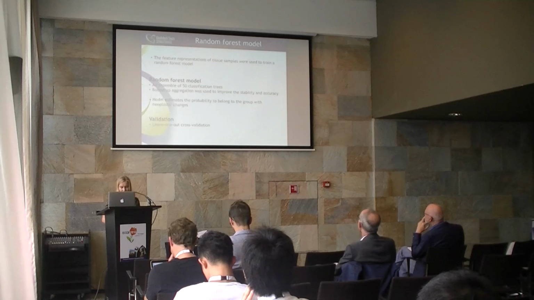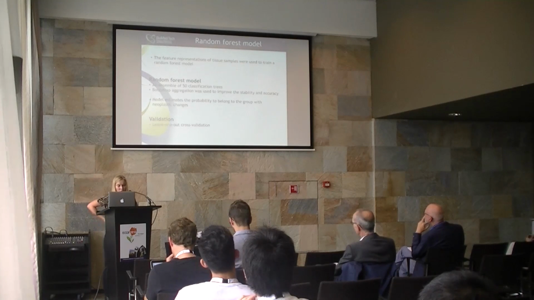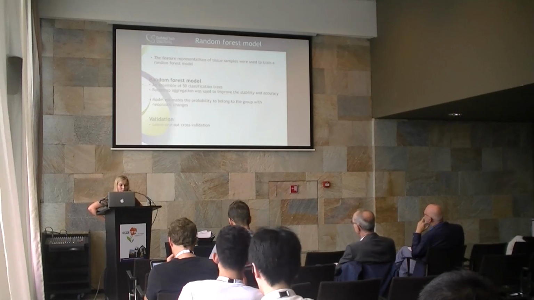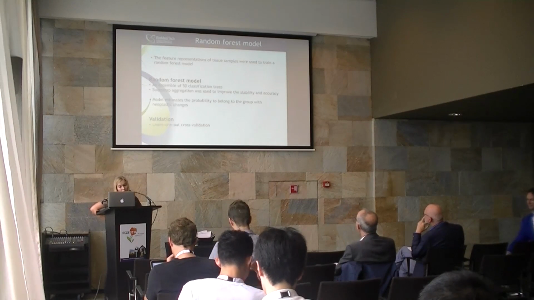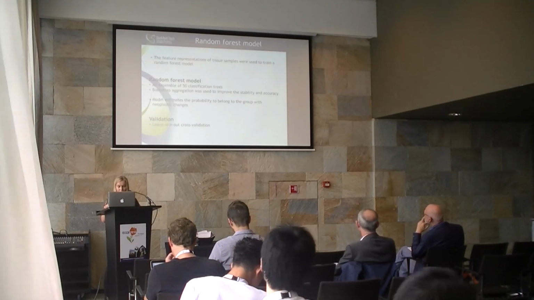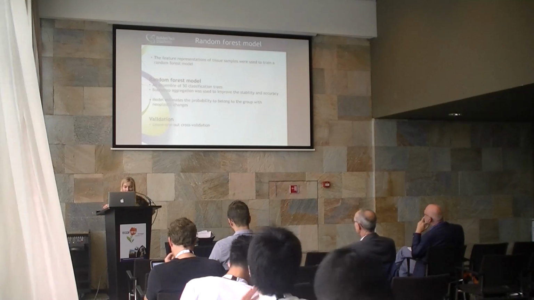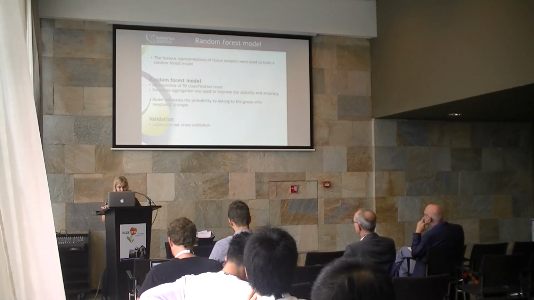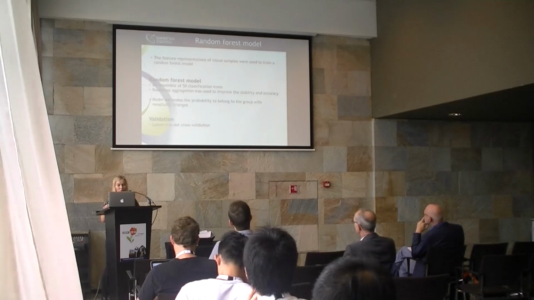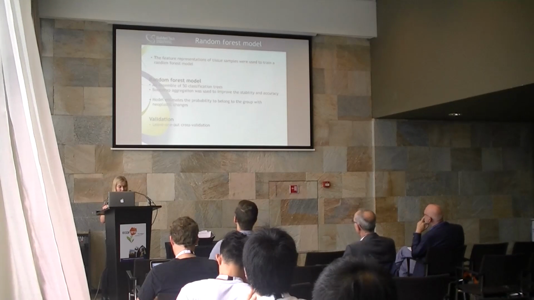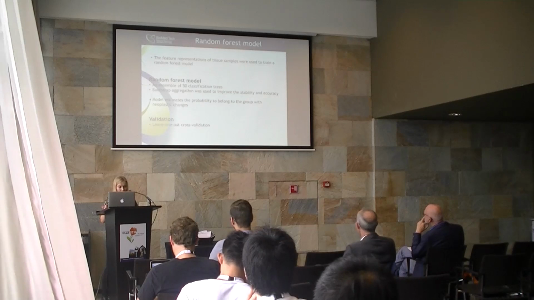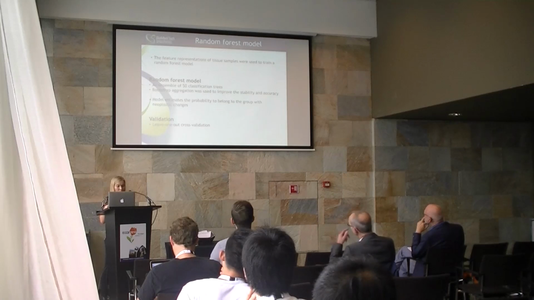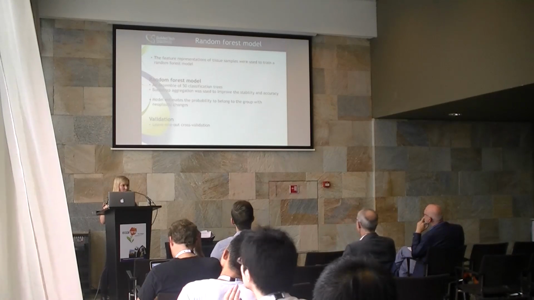So, the feature representation of tissue samples was then used to train a random forest model. Our random forest model was an ensemble of 50 decision trees, and it uses bootstrap aggregation to improve stability and accuracy. So basically what the model does, it estimates the probability of belonging to the group with neoplastic changes. For validation, we used leave-one-out cross validation. So we trained a model for each sample that was trained with every other sample.